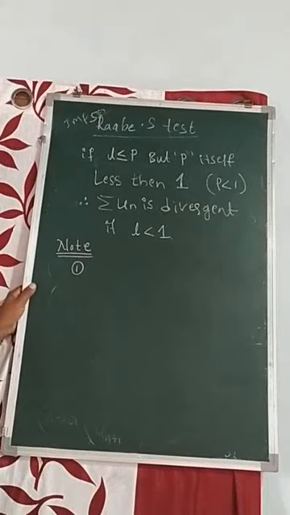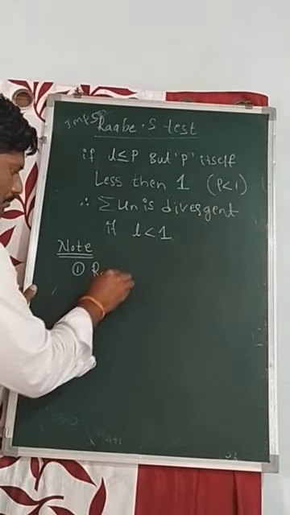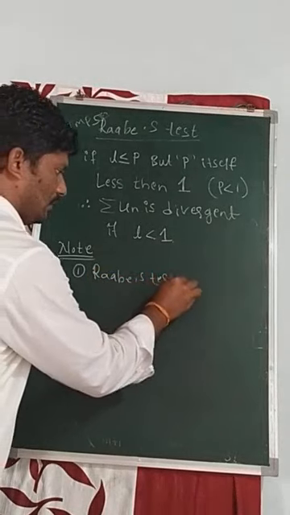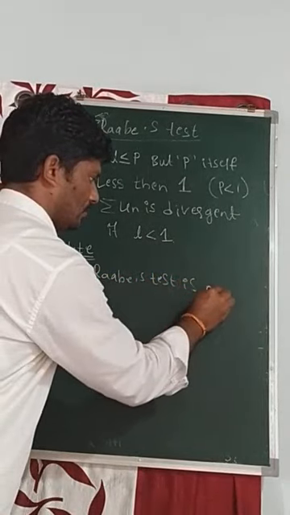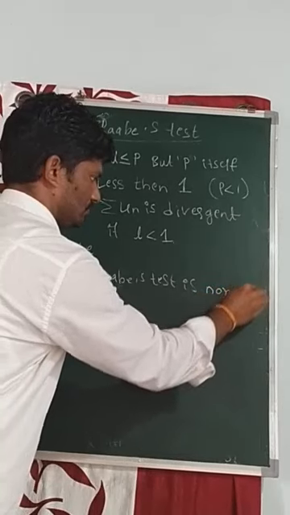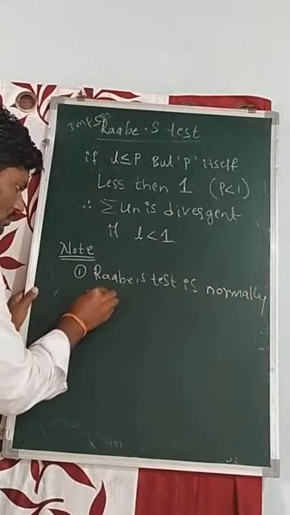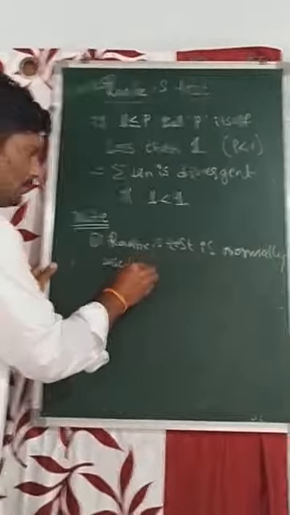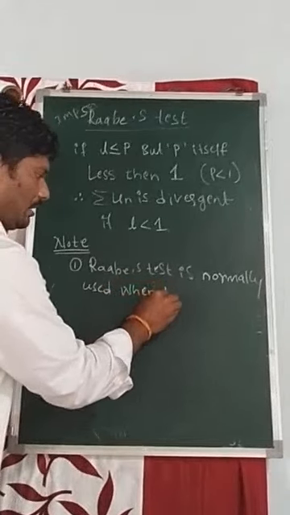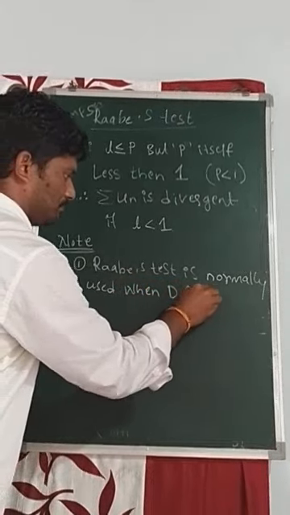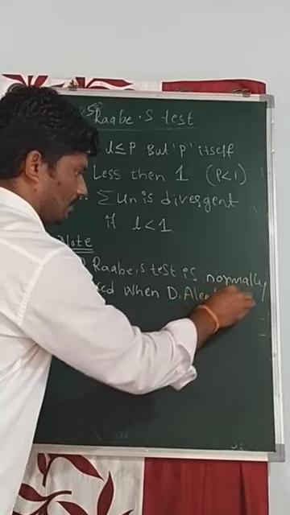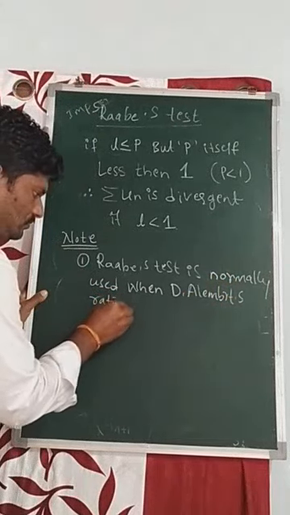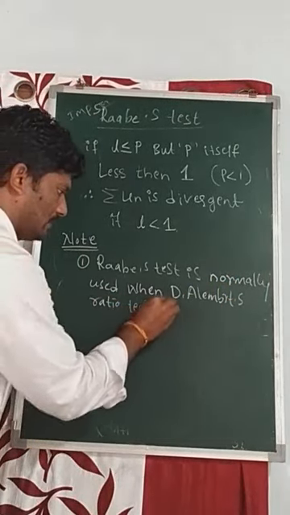Raabe's test is normally used when D'Alembert's ratio test fails.